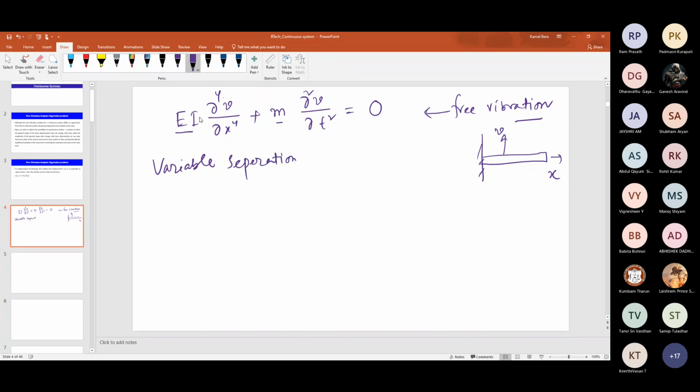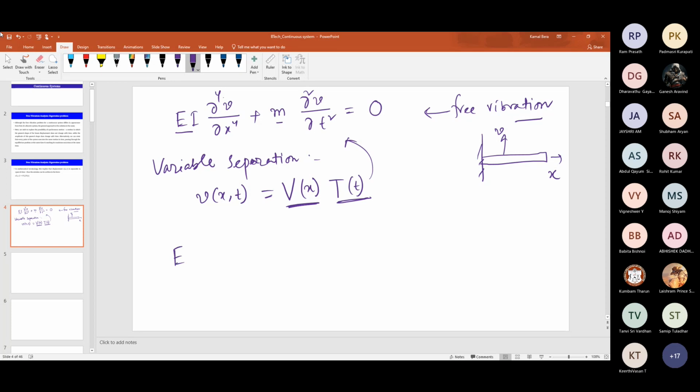Variable separation: I am calling V, which is a function of x as well as t, capital V function of x times capital T function of t. Now if I substitute there, quickly tell me what you are getting. This is a function of x alone, space dependent, and that is only time dependent. Properly do the differentiation and tell me what you are getting. Last class also we did this, so I am just repeating the same thing here.